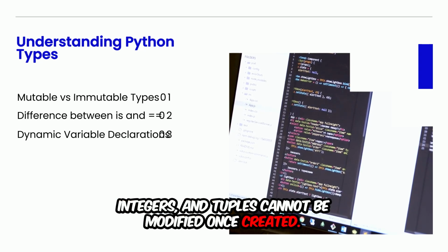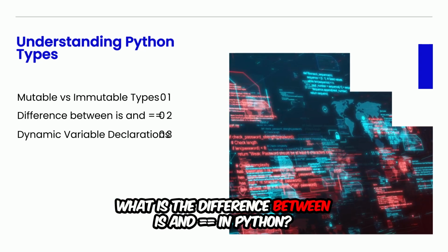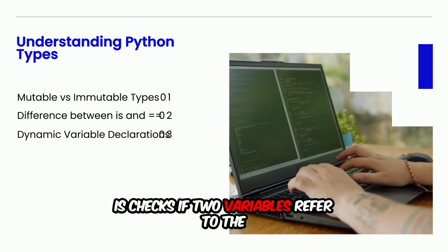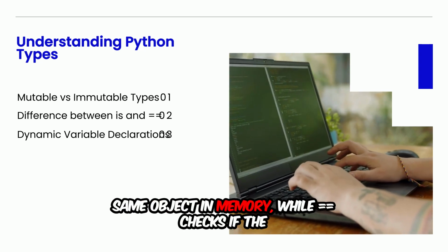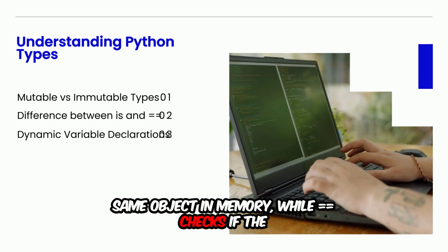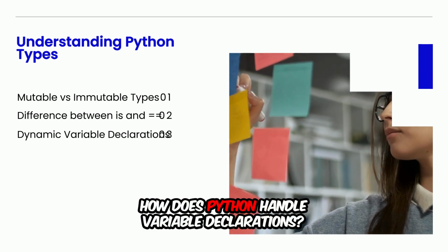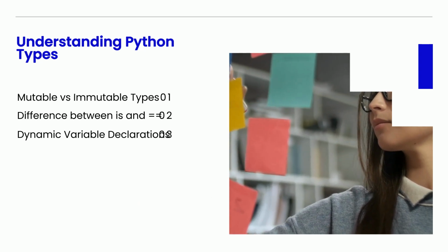be modified once created. What is the difference between is and == in Python? Is checks if two variables refer to the same object in memory, while == checks if the values of two objects are equal. How does Python handle variable declarations?